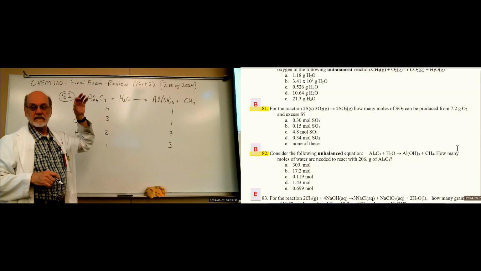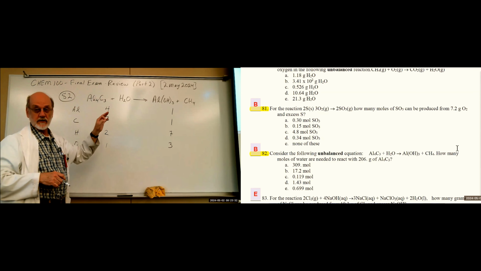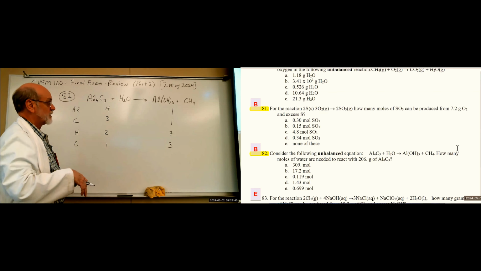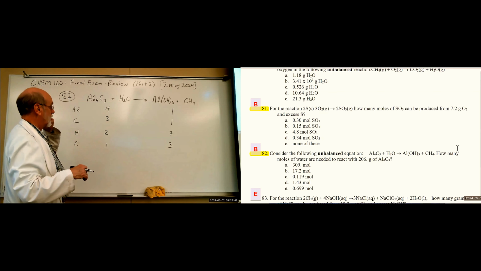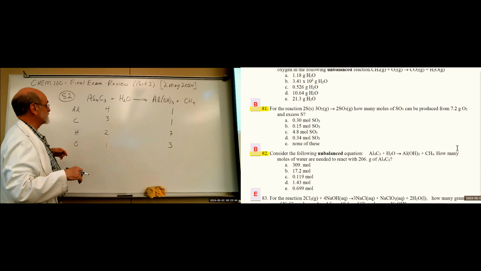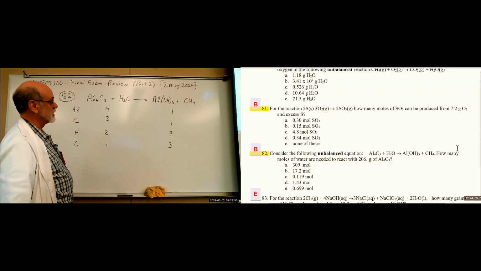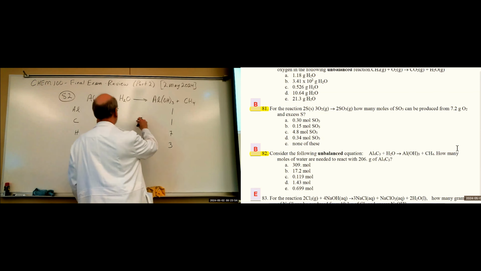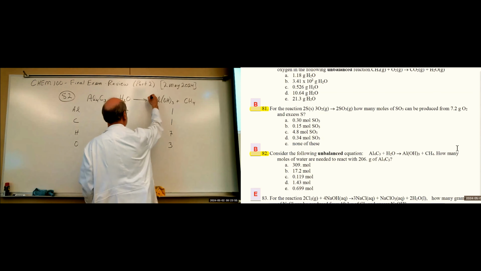We don't have any standalone elements here, so we can't hold those to the end. We generally hold the water to the end if we can. But in this case, where do we start? Well, one place is as good as another. Let's just start with aluminum. We need 4 on this side, so that's 4 aluminums.